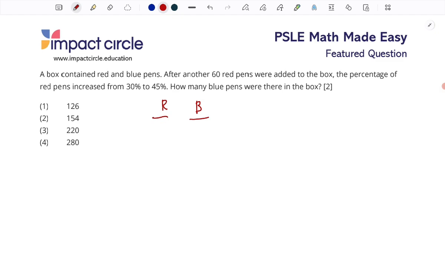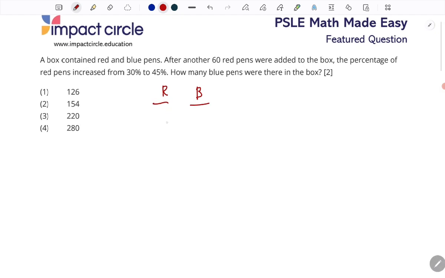So to tackle this question, we will need to draw a simple ratio table. We are told that the percentage of the red pens at first was 30%. This means that the ratio of the red pens to blue pens at first would be 30:70 because the total has to add up to 100%. We then simplify this ratio by dividing both sides by 10 to get 3:7.